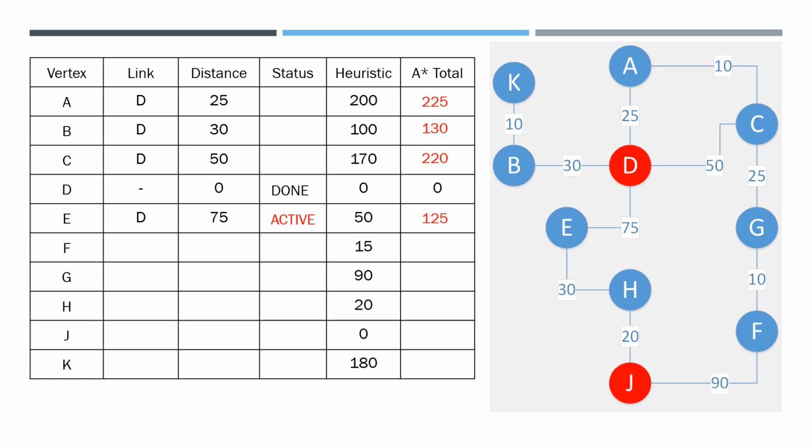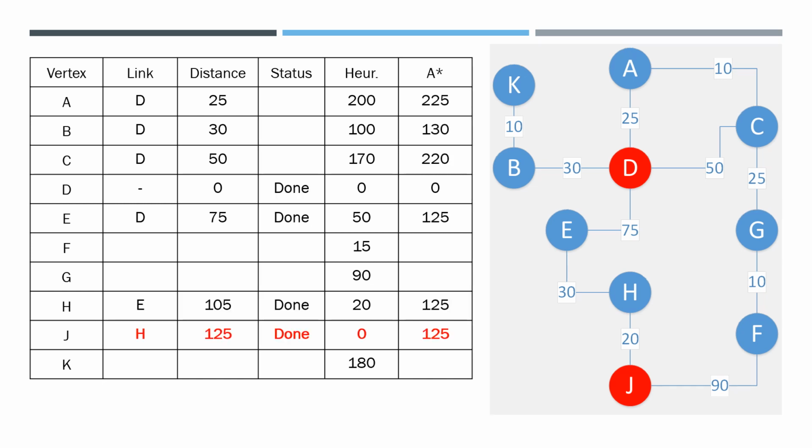We're heading in the right direction. We've got far less work to do. And let me just complete the table. It'll only take a second. So we go from E to H and from H to J, 2 more calculations, and we found our route.